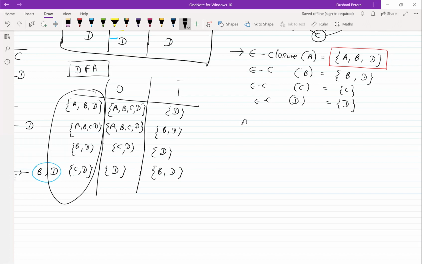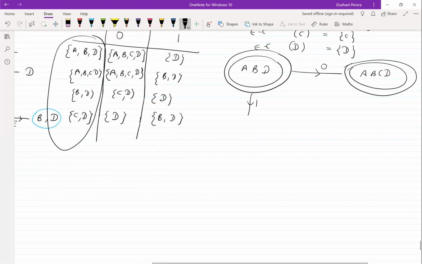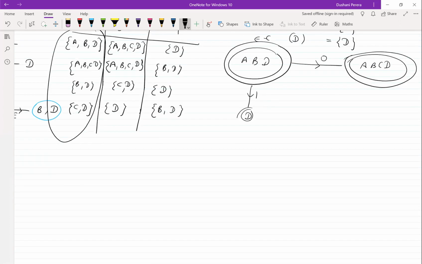Then when you take ABD, that becomes a final state. When you give 0, you go to ABCD. It takes time to draw this. That also becomes a final state. Likewise, you have to draw. When you take 1, you come to D. That also becomes a final state. Likewise, this DFA is going to be a rather big one. So this is how you do the DFA. By looking at the table, just like we did before, you draw the DFA, okay?